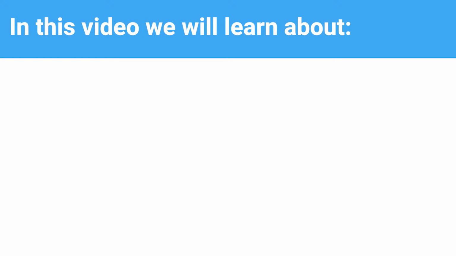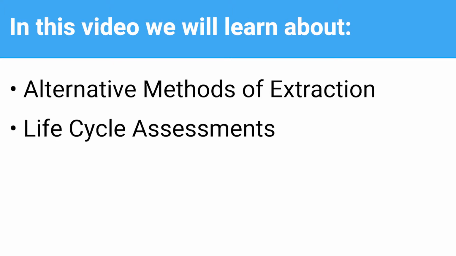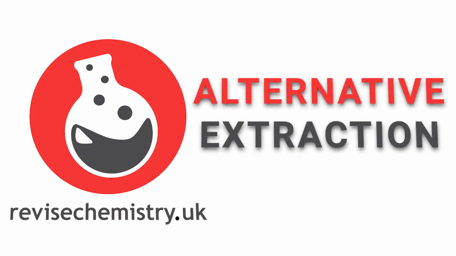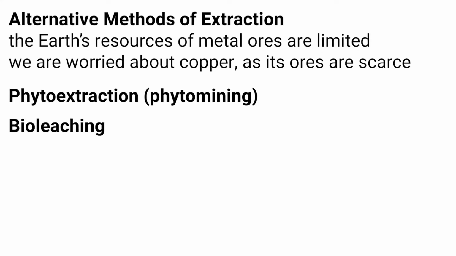In today's video, we're going to be learning about alternative methods of extraction, life cycle assessments, and recycling. The Earth's resources for metal ores are limited. One of the metals we are worried about is copper, as its ores are becoming rarer and rarer to find. Luckily, new ways of extracting copper from low-grade ores have been developed. These include phytoextraction and bioleaching.